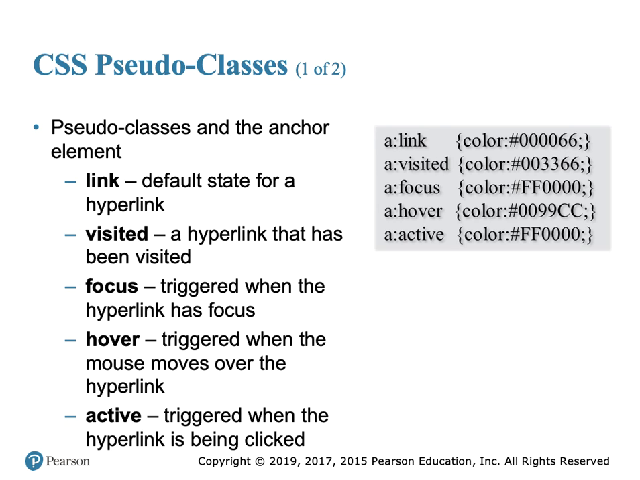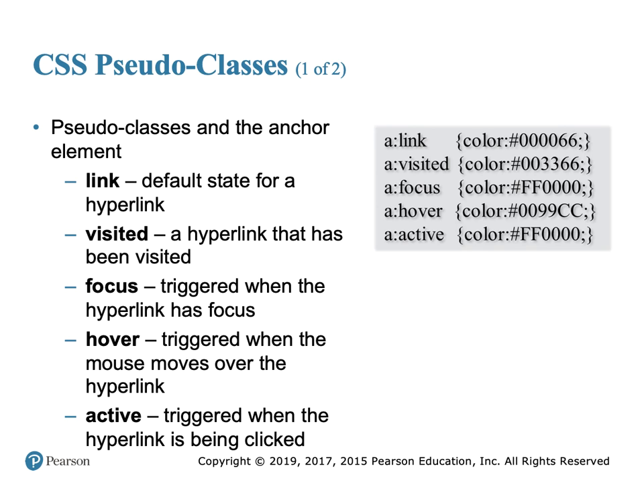The pseudo-class A:link is the default state for a hyperlink that has not been clicked or visited. The A:visited is a link that has been previously visited by the user. Focus is triggered when the hyperlink has keyboard focus. Hover is triggered when the mouse pointer moves over the hyperlink. And active is triggered when the hyperlink is being clicked.